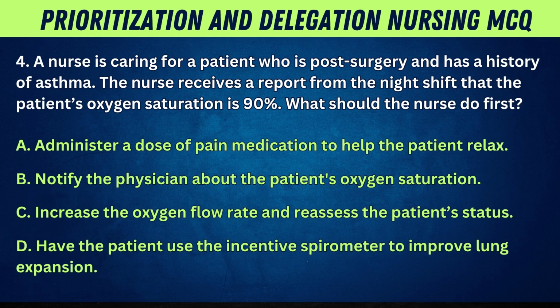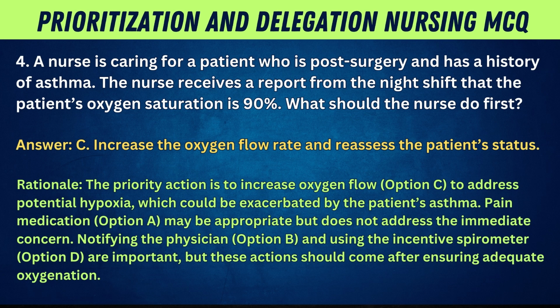4. A nurse is caring for a patient who is post-surgery and has a history of asthma. The nurse receives a report from the night shift that the patient's oxygen saturation is 90%. What should the nurse do first? A. Administer a dose of pain medication to help the patient relax. B. Notify the physician about the patient's oxygen saturation. C. Increase the oxygen flow rate and reassess the patient's status. D. Have the patient use the incentive spirometer to improve lung expansion. Answer: C. Increase the oxygen flow rate and reassess the patient's status.